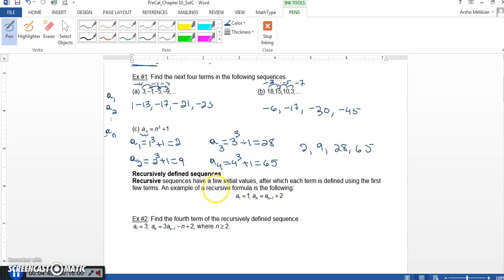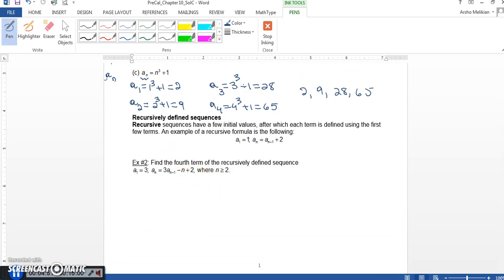Now, a recursive sequence, a recursively defined sequence, will start off with a few values, 1 or 2 or 3 values, and the ones that follow will always be derived from the numbers that come right before it. Okay? So for example, in order to find the 7th term, you have to use the 6th term. In order to find the 8th term, you have to use the 7th term, and so on and so forth. Okay? So you use the 2nd term to find the 3rd, the 3rd term to find the 4th, the 4th term to find the 5th.